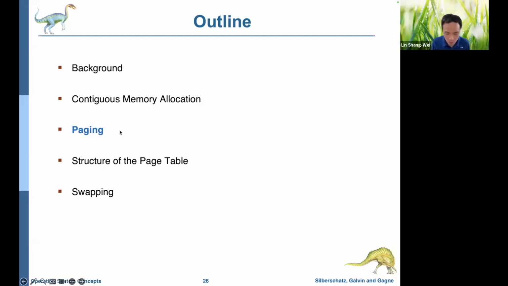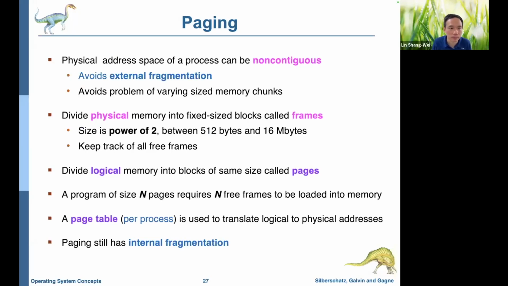Previously, we have been talking about contiguous allocation, and it has drawbacks, right? It will have external fragmentation. So we try to avoid external fragmentation. That's why we need paging. We split our memory into fixed-size chunks. We call them frames. Usually the size of a frame is a power of 2, between 512 bytes and 16 megabytes. And the OS has to keep track of the free frames.